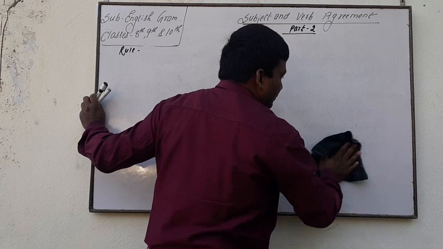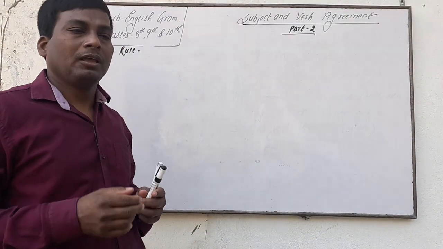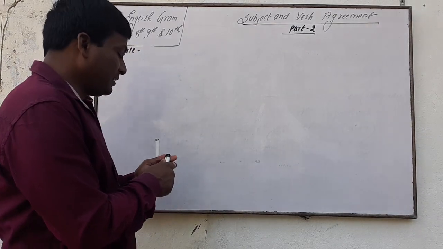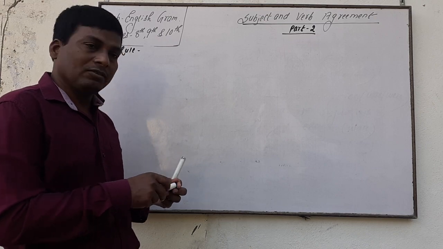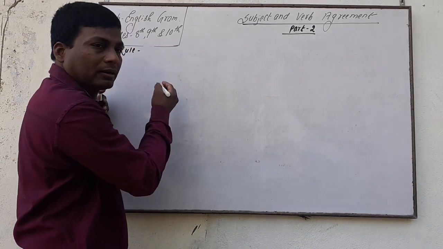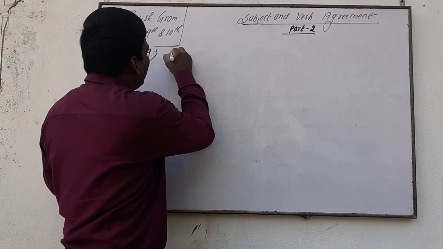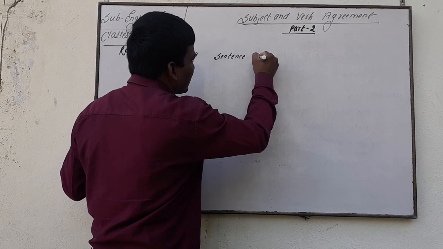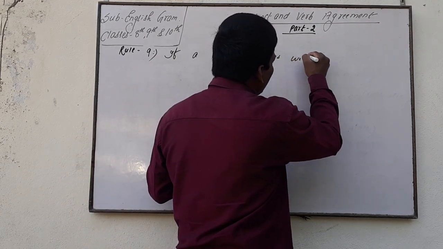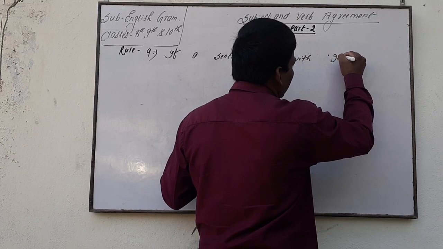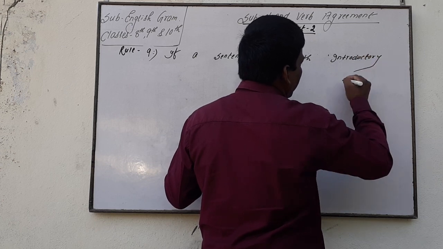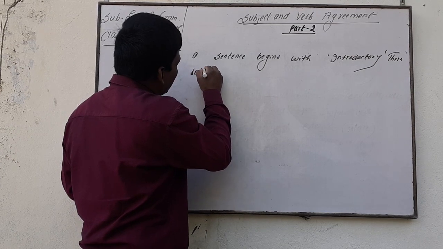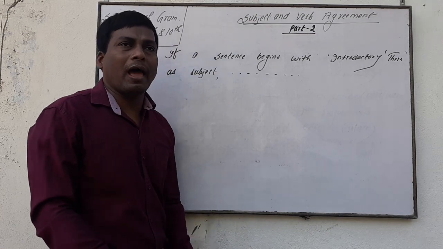So in rule number 9, I would like to teach you, if a sentence starts with introductory subject there. So students, it is very important. There are two introductories. One is there and another is it. So rule number 9. If a sentence begins with introductory there as subject, then what will happen to the form of verb?